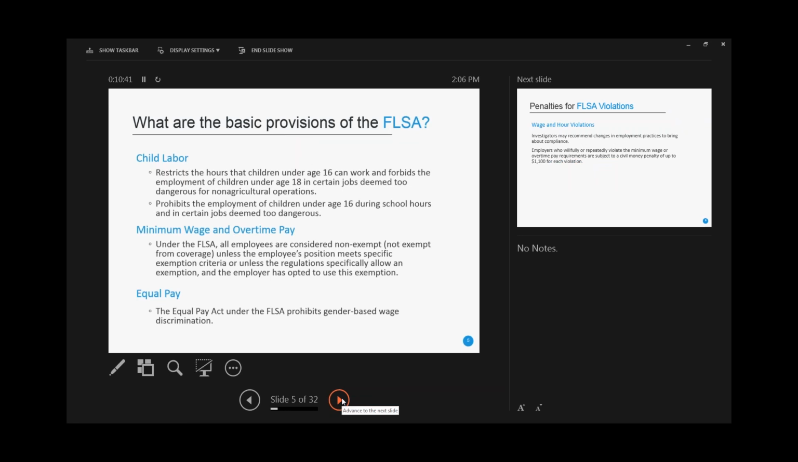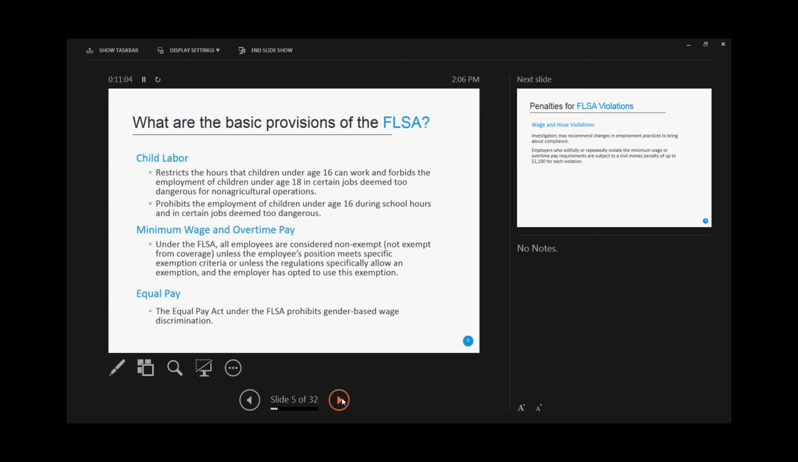So what are the basic provisions of FLSA? First, with child labor, FLSA restricts the hours that children under 16 can work and forbids the employment of children under age 18 in certain jobs deemed too dangerous. It also prohibits the employment of children under age 16 during school hours.